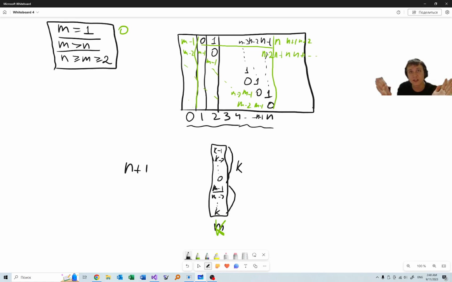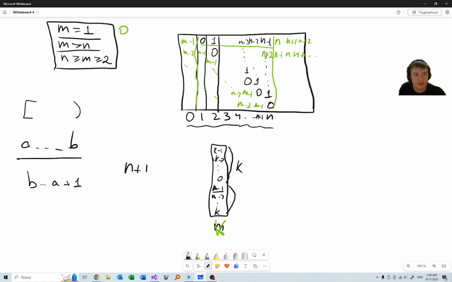If you have a segment of numbers from A to B, how do you calculate the number of numbers in this segment? You need to subtract from the maximum number the minimum number and add 1. This is the common rule. You do not add 1 in case of semi-closed intervals, but in this case we have closed intervals from both ends, so we need to add 1 to deal with it. So the length of this segment is m minus 1 minus k plus 1, which is m minus k.